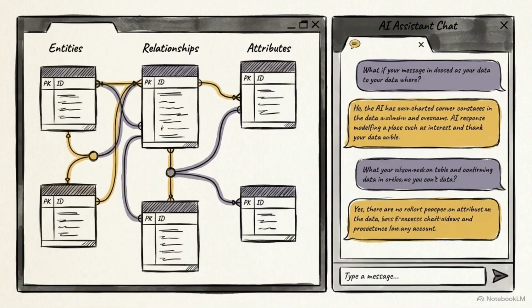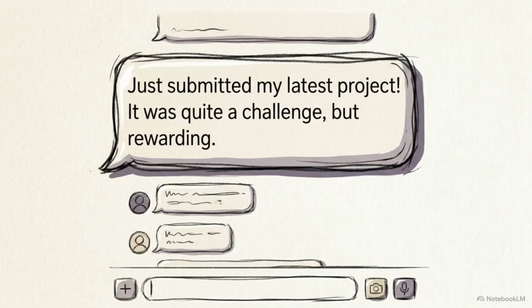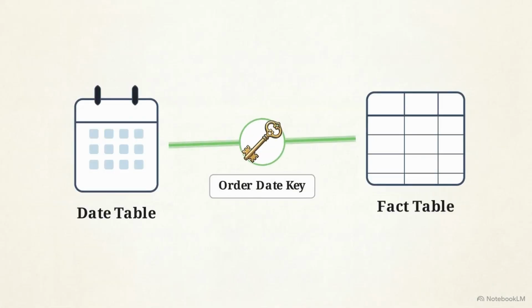Open a Power BI model and position it side by side with the Claude Desktop application. Type a prompt into Claude to connect to your specific Power BI file name to establish the live link. Now, prompt Claude to generate a date table for the years 2005 through 2010 and connect it to your fact table using the order date key.